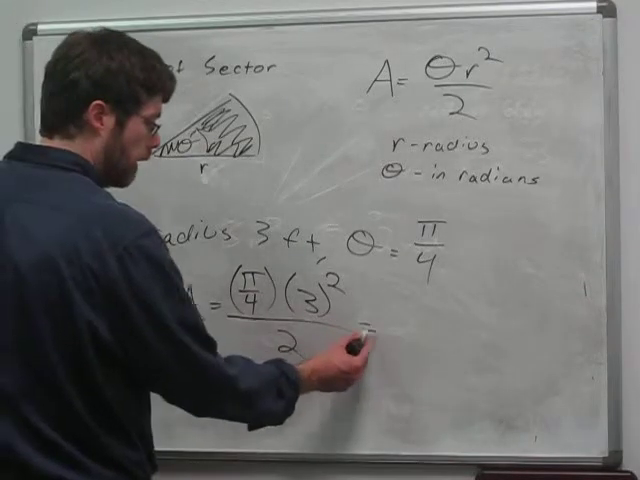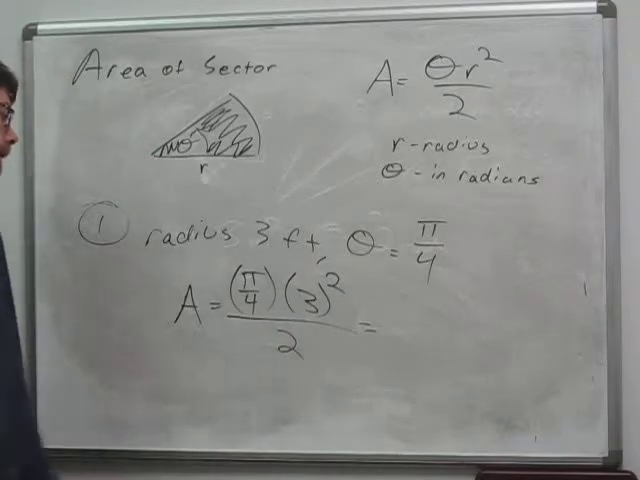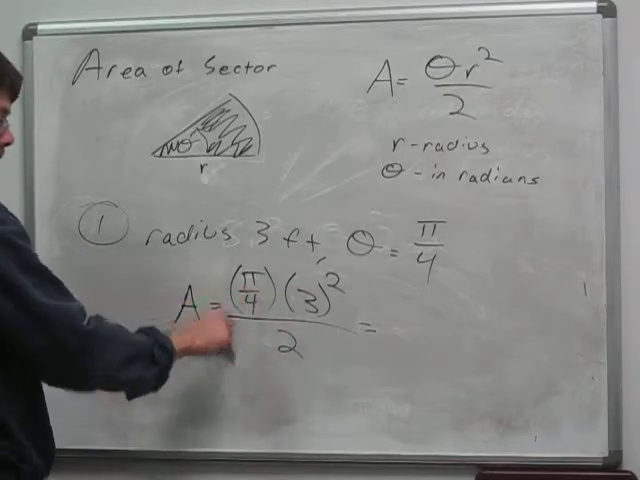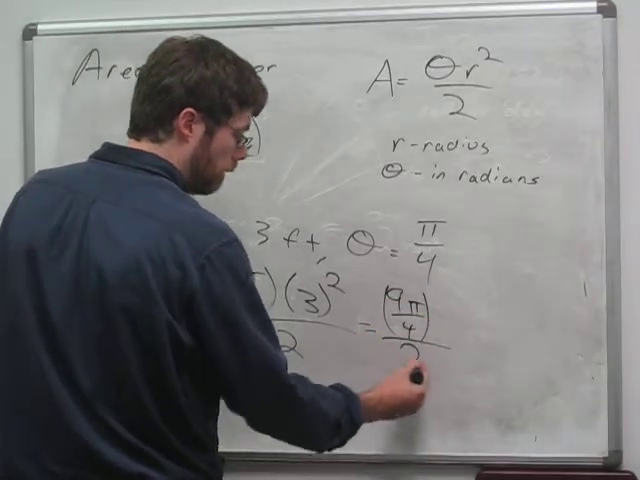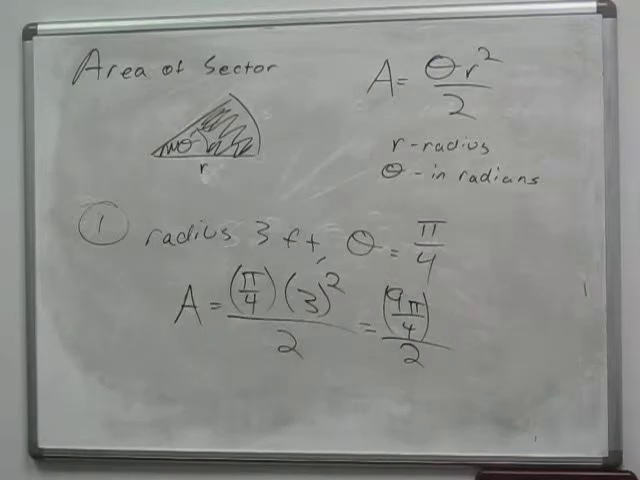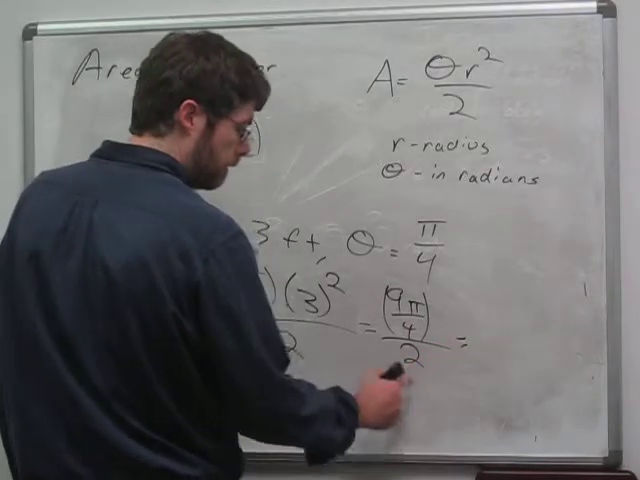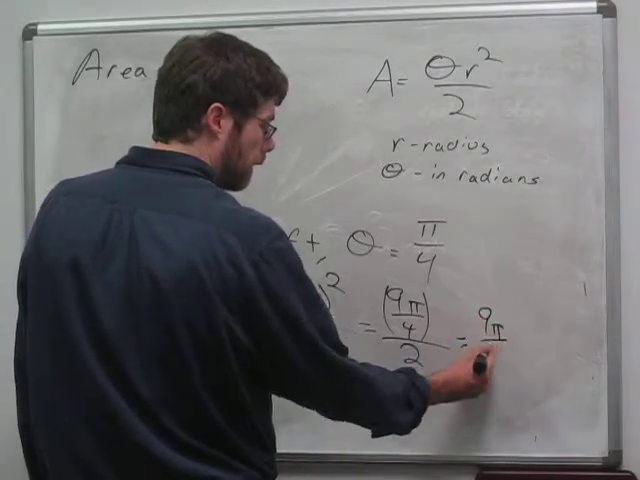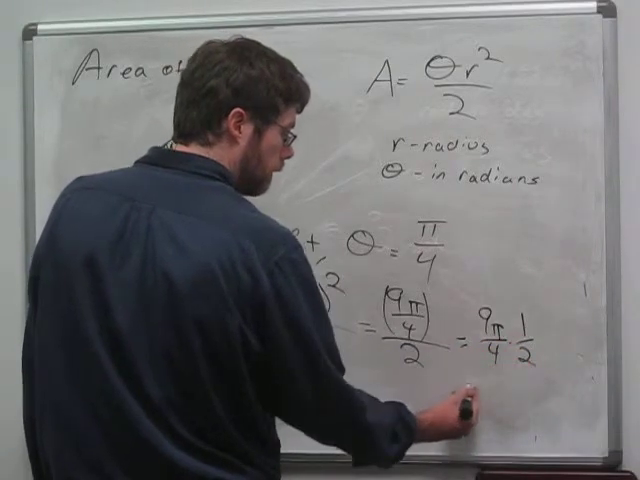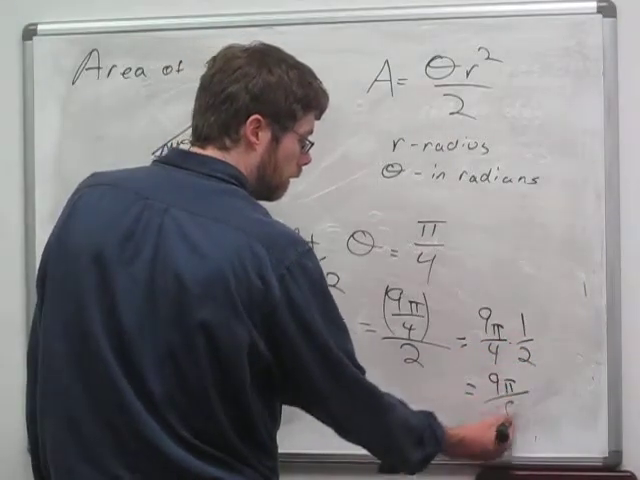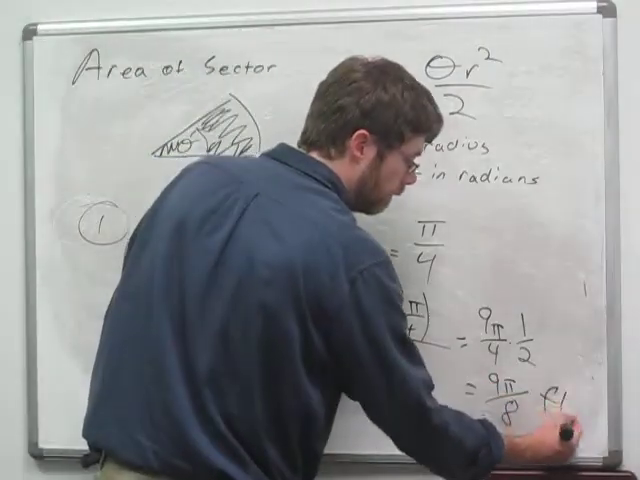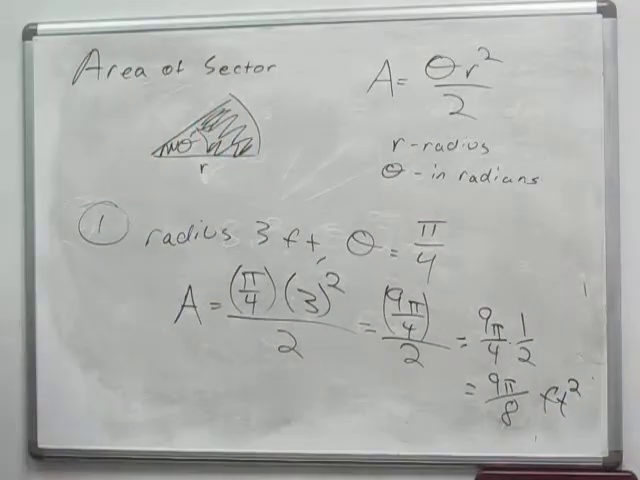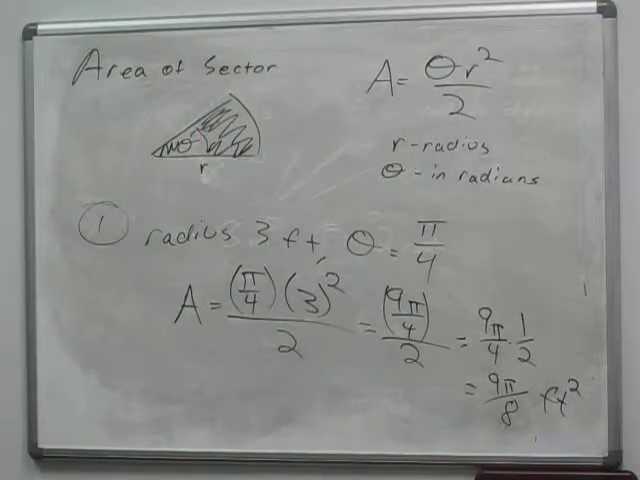So there are a number of ways to go about simplifying things like this. 3 squared is 9, 9 times pi over 4 is 9 pi over 4. And we're dividing that entire thing by 2. Division by 2 is the same thing as multiplying by 1/2. So we get 9 pi over 8 feet squared. Talking about area, so we're using square units. The radius was in feet, so the area is in feet squared.